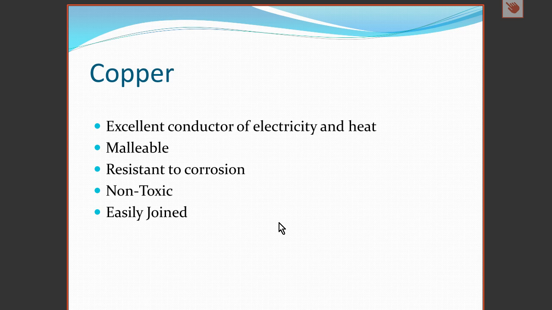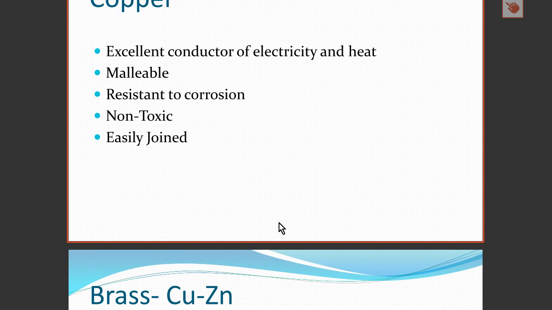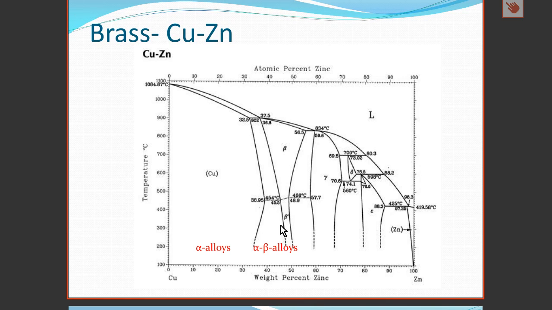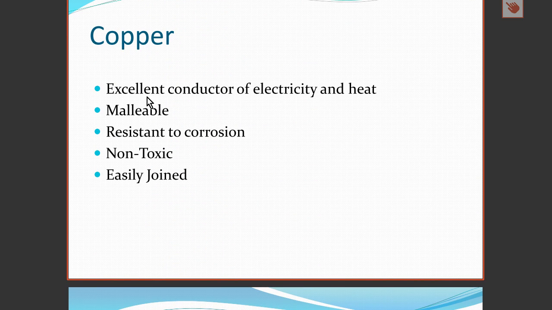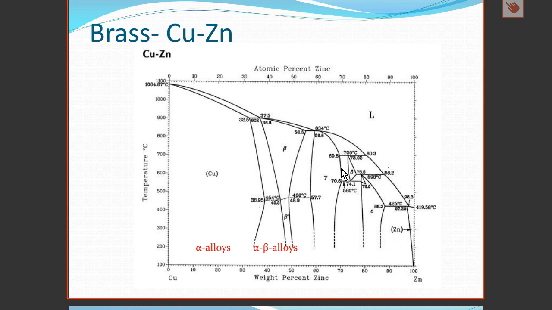Copper is a common material. It is used because it's an excellent conductor of electricity and heat. It's highly malleable, resistant to corrosion, non-toxic, and is easily joined. So the pure material is used quite commonly, particularly for use as electrical conductors. However, copper is quite soft, and so alloying is used to increase the strength.